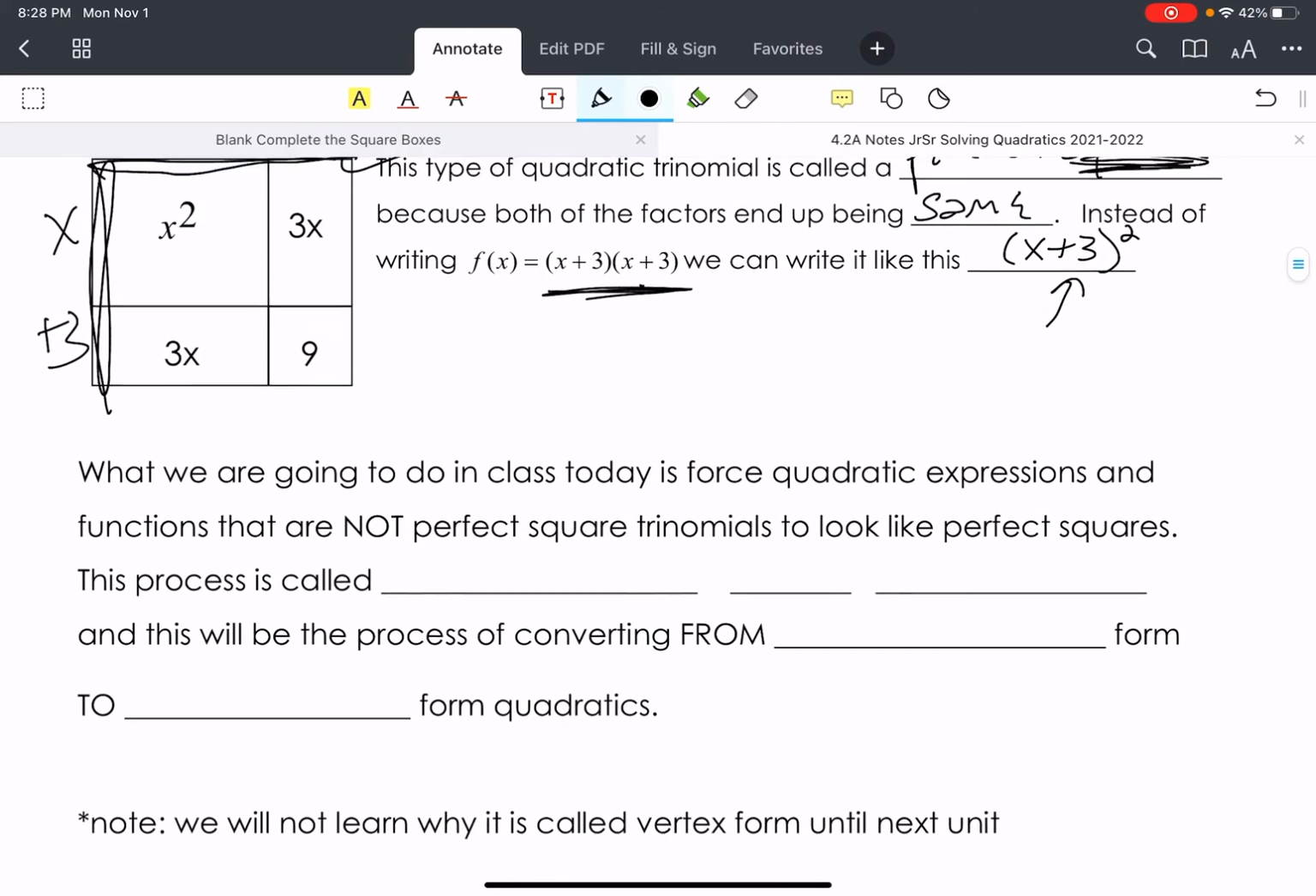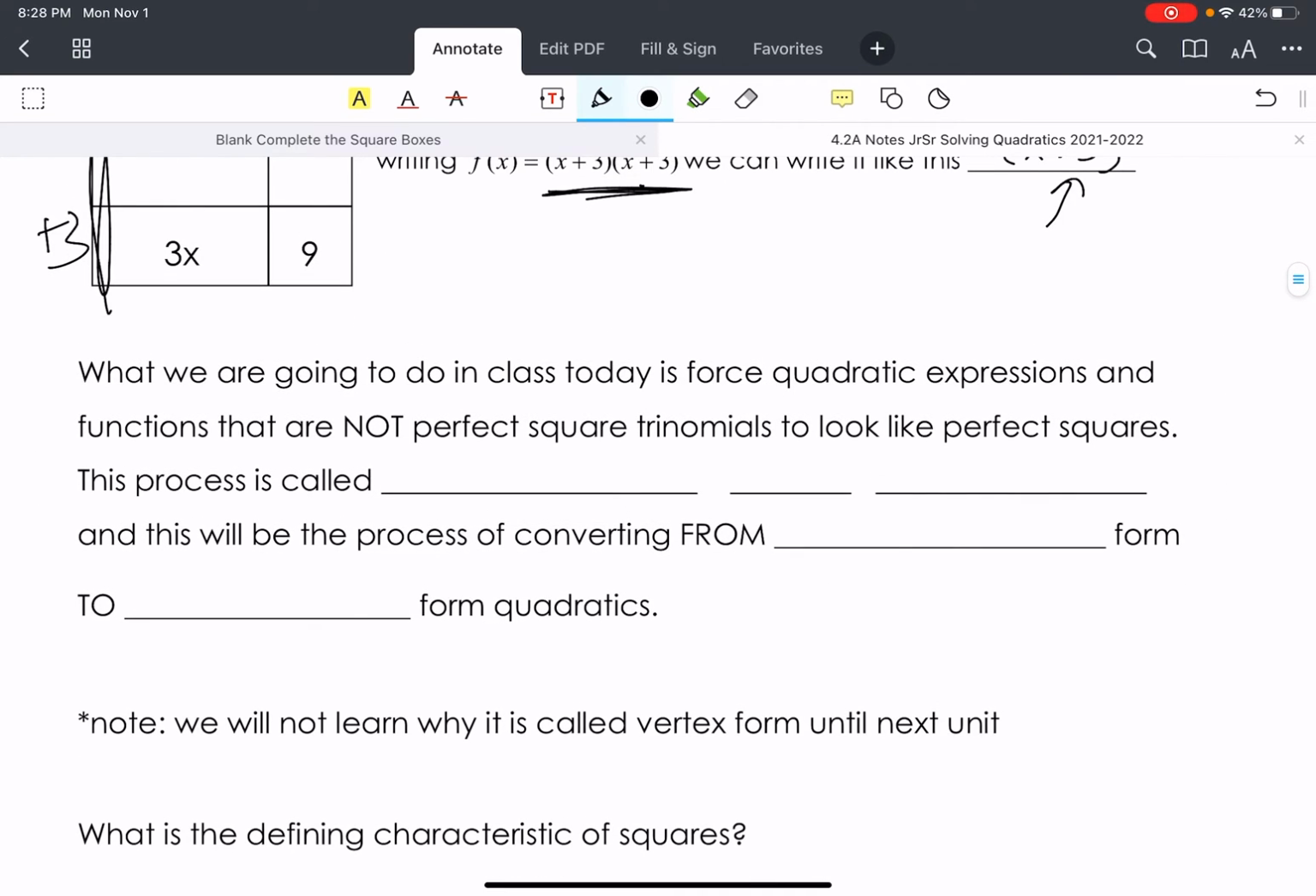Okay. Now, what we're going to do in class today is we're going to force quadratic expressions and functions that are not perfect squares to look like it. Okay. I know that doesn't make sense yet. That's fine. But this process is called completing the square.